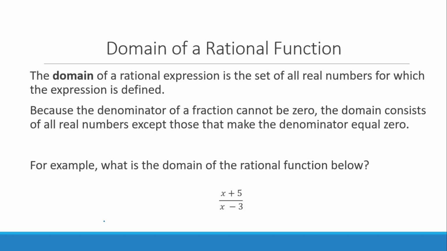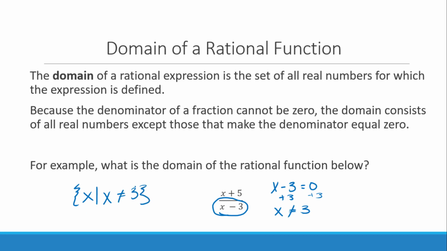Now, I want to emphasize when you're looking for the domain, really the only part of the rational function that you care about is this denominator. So we're like, well, hey, what makes this denominator equal to 0? So, what makes x minus 3 equal to 0? What's the bad number in this case? Well, notice that if we add 3 to both sides here, x cannot be equal to 3. Because if x was equal to 3, it would cause the denominator to be equal to 0. And again, you can't divide by 0. So what's the domain? The domain is x such that x is not equal to 3.